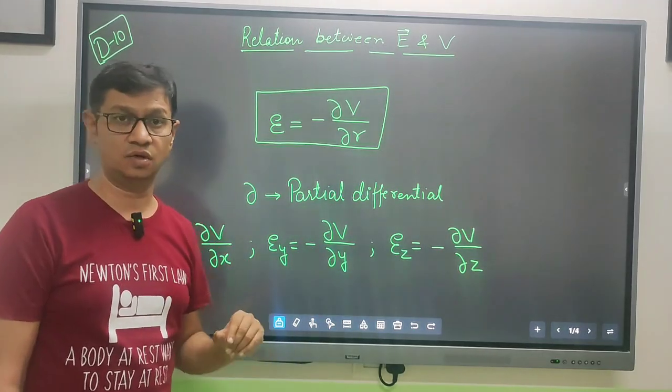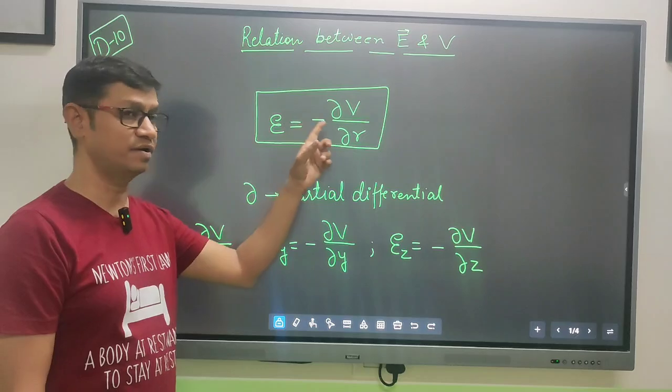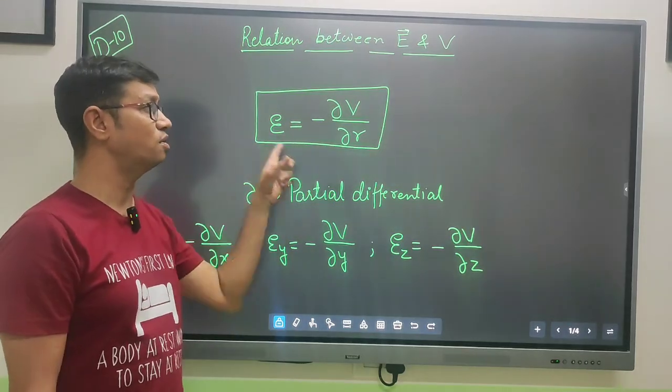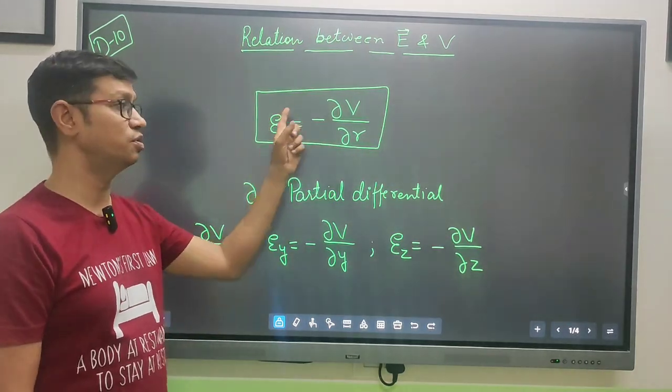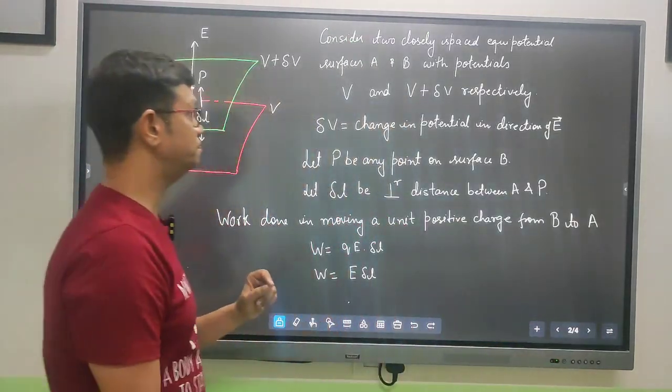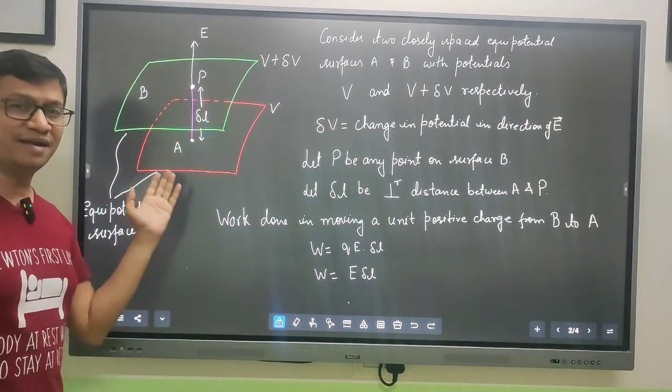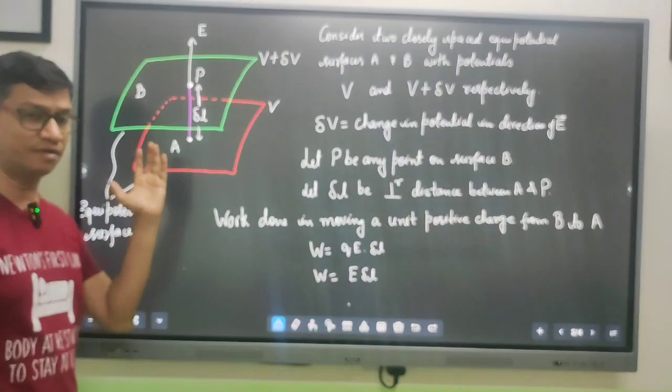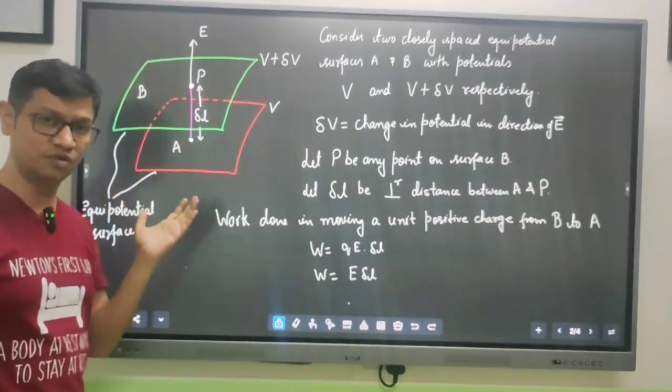Similarly for z. So this is from an application point of view, but in this video we'll talk about deriving this formula, E is equal to minus del V over del r. So let's just get started. It's a typical derivation. It has its own setup, a context. So you have to derive it like this only.